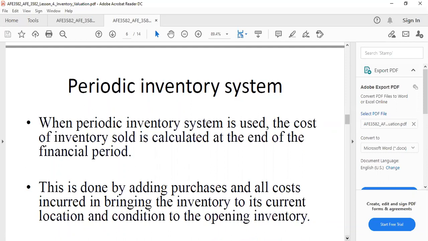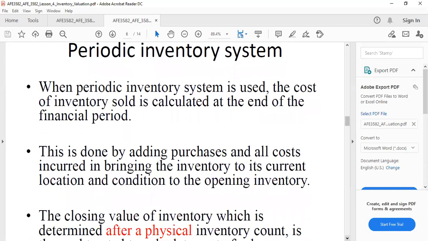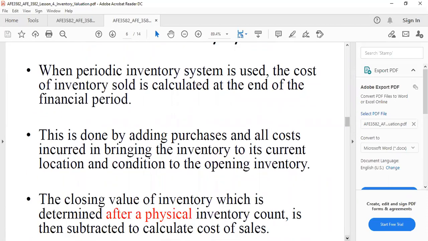So this is done by adding purchases and all costs incurred in bringing the inventory to its current location and condition to the opening inventory. And it says that the closing value of inventory, which is determined after a physical inventory count, is then subtracted to calculate the cost of sales. Meaning, how do you calculate your inventory? First, at the beginning of the financial period, I know that I had 50 pairs of shoes in stock.